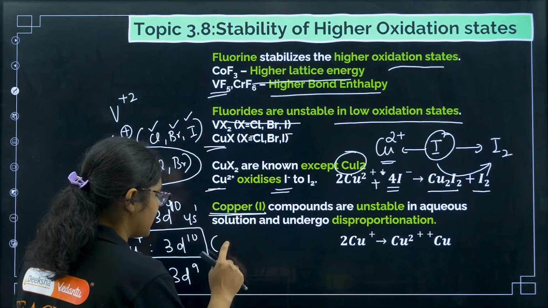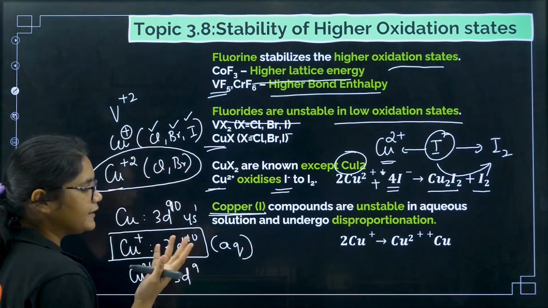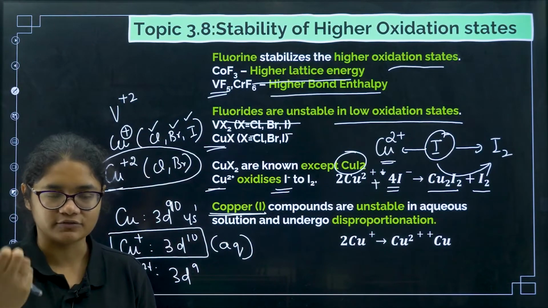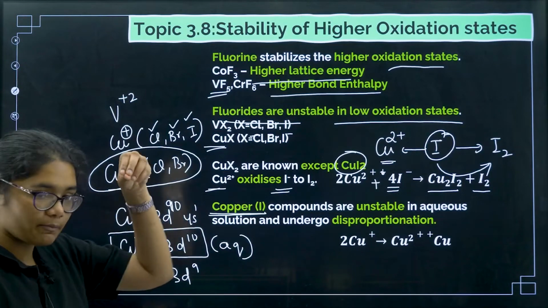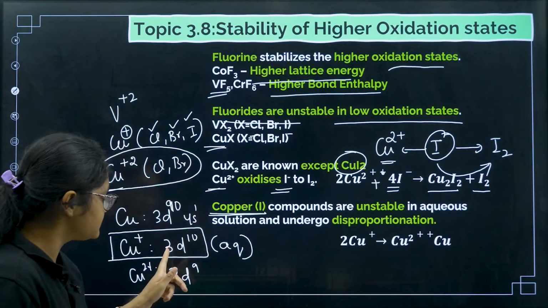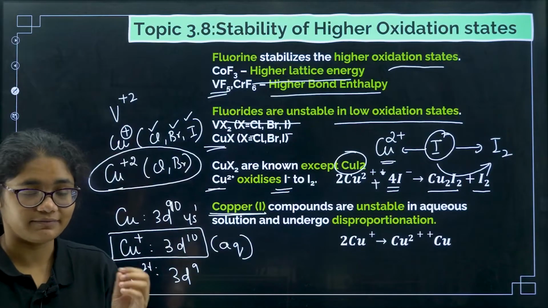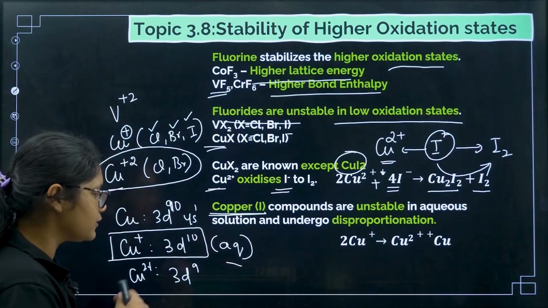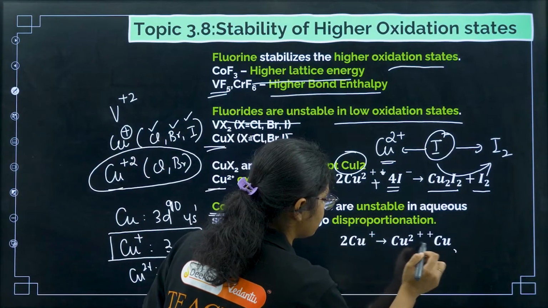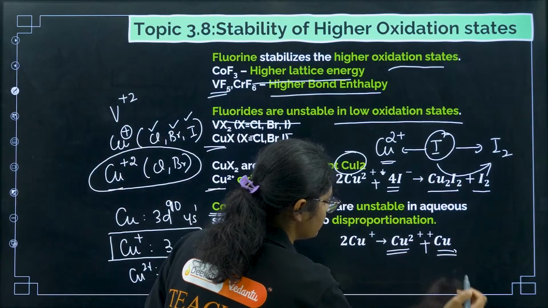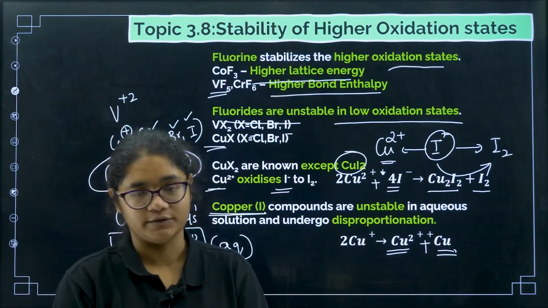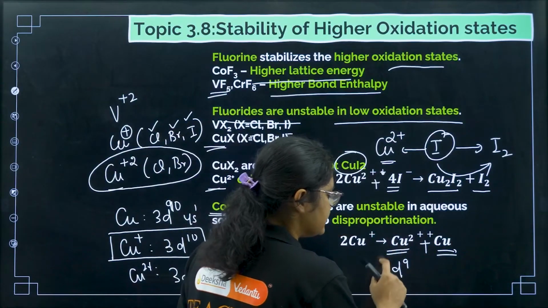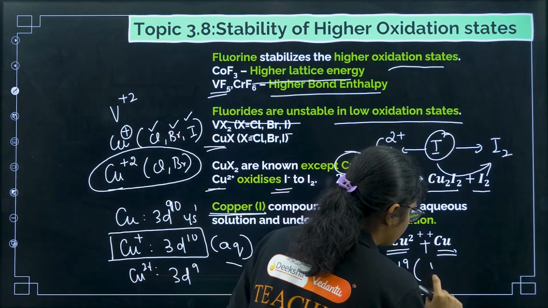Copper+, when it is in aqueous medium, is not stable. Copper+ is stable in the gaseous or the solid state, but when you put copper+ in aqueous medium, even though it has the d10 configuration, a very stable configuration, it is not stable. Immediately it undergoes a disproportionation reaction and gets converted to Cu2+ and Cu. Now why Cu2+? It has a d9 configuration. Why is that stable? This is stable because of hydration enthalpy.